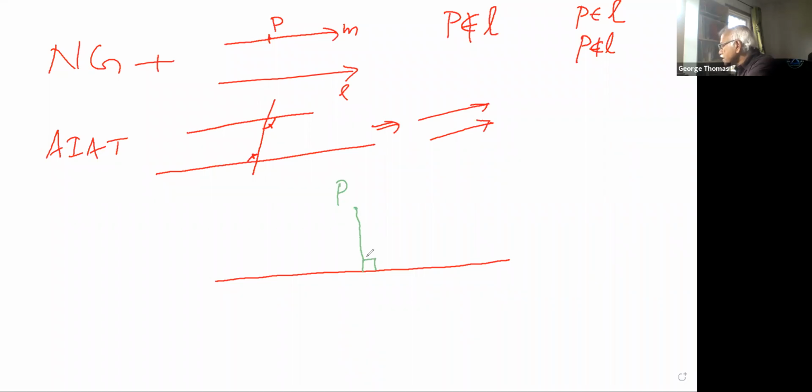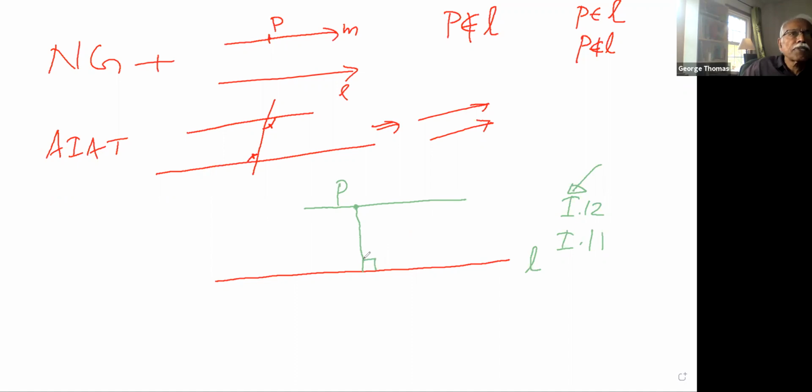I'm checking my Euclid. It is proposition 12. By Euclid's proposition 12 in Book 1, from any point you can construct a perpendicular to a given line. Now, by Euclid's proposition 11, you can construct a perpendicular to a line through a point.